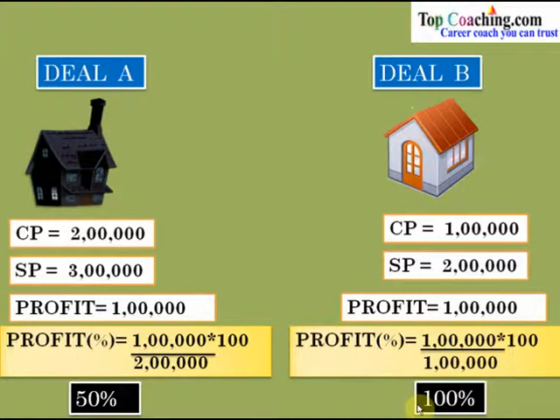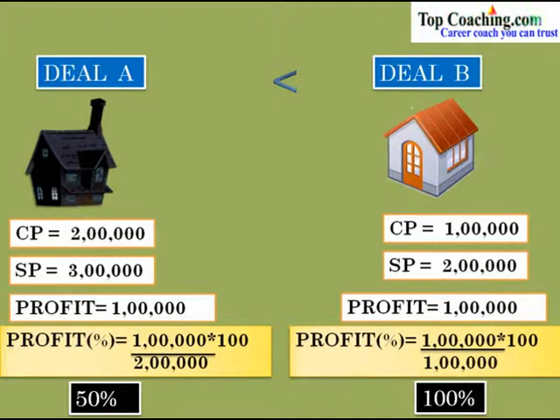So now what do you think? Which deal is better? Of course, deal B is better because here the profit percentage is 100%, which is twice the profit percentage occurred when we took deal A. You can also think of it this way. Here the investment that has to be made is less. It's 1 lakh rupees, and in this case it is 2 lakh rupees, and both these deals generate the same profit. So to identify which deal is better, we always calculate the profit percentage.